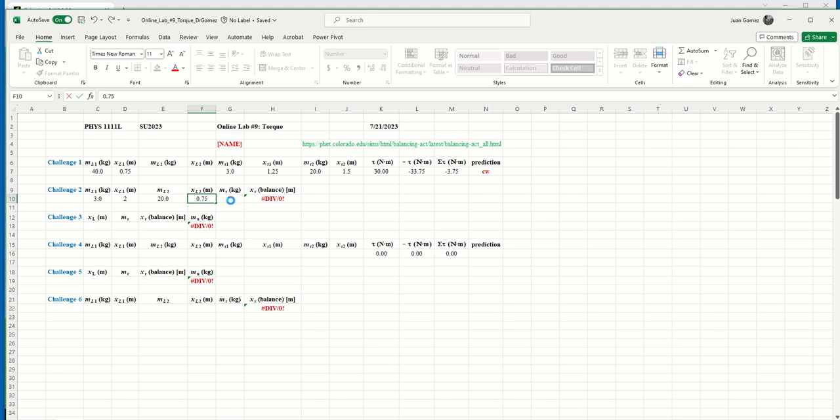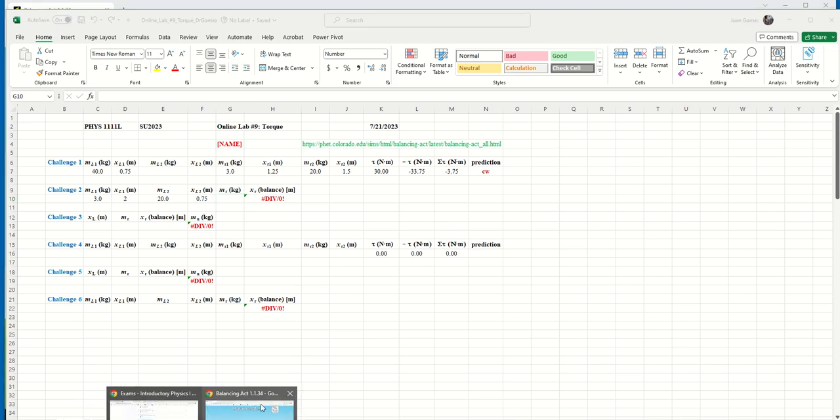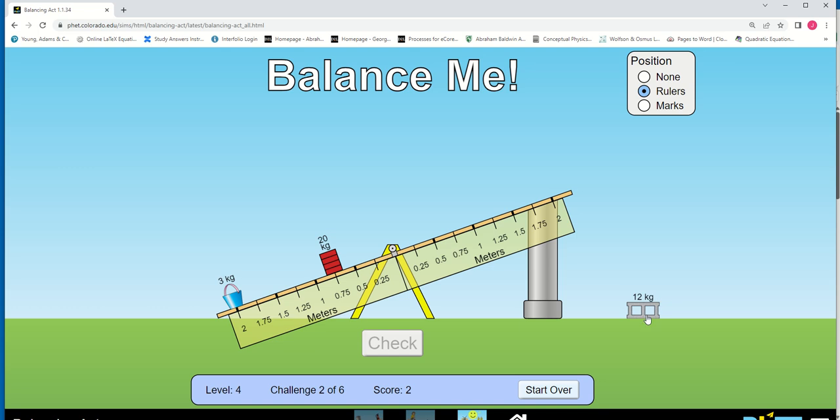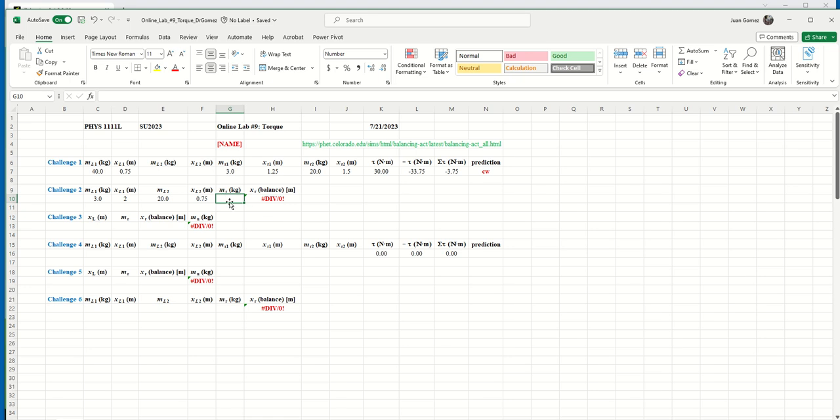Now MR, that's the mass to the right. That is the mass that you're going to use to balance the system. So go back to the simulation. And the mass on the right, see right here, it's 12 kilograms. So go ahead and enter that in. That's my MR. That's 12. Now watch what happens when I enter MR. This is the balance point. This is where you need to place this 12 kilogram mass to balance. Watch when I click outside.